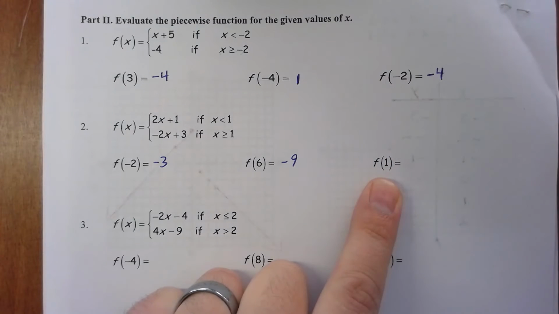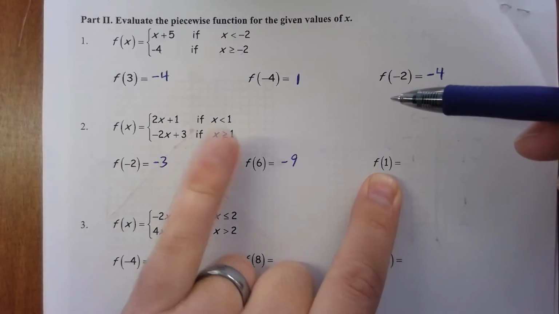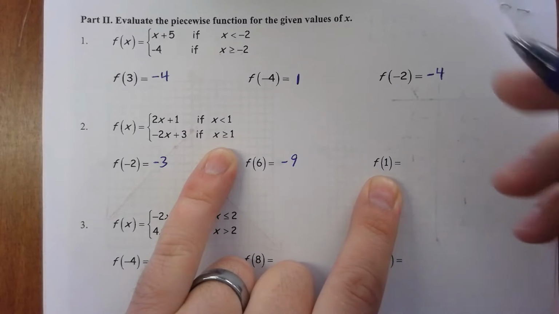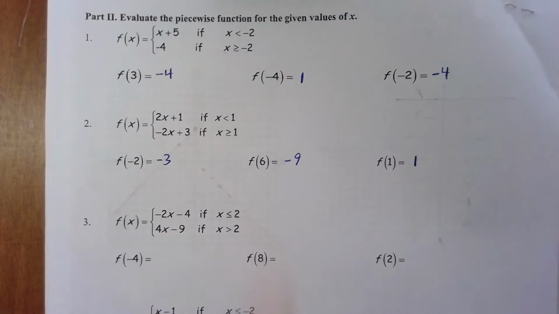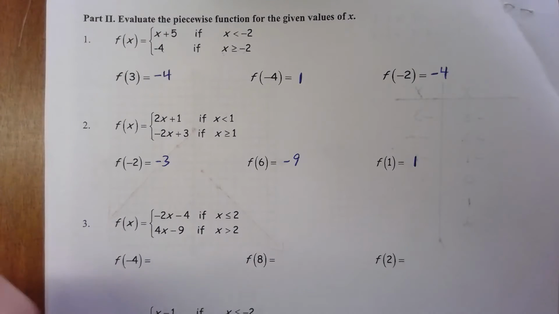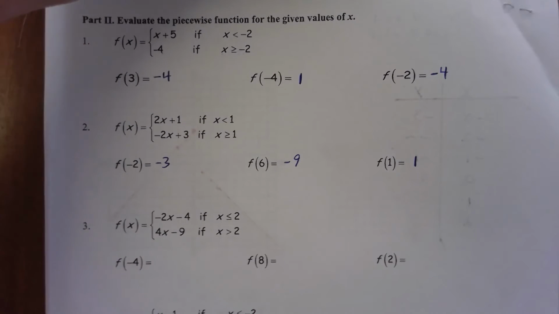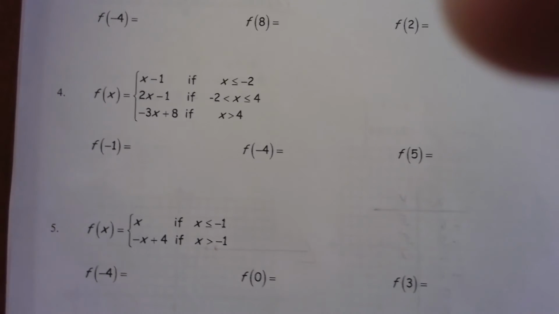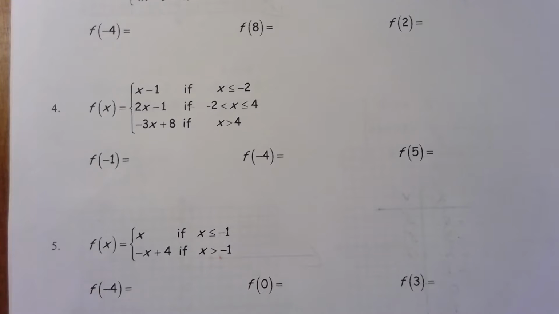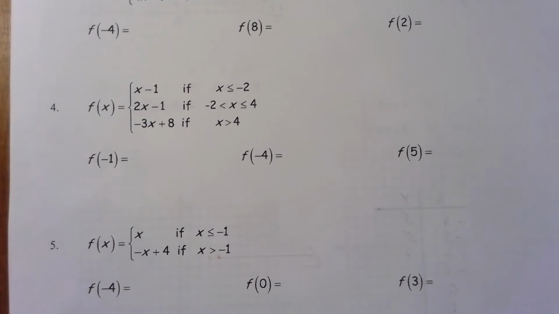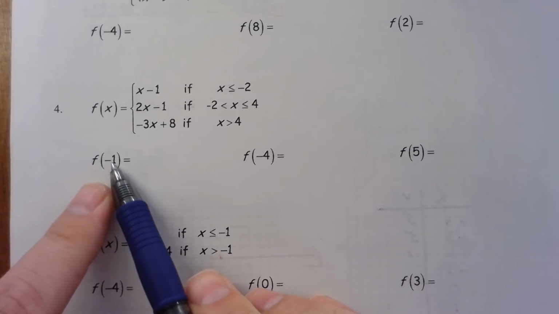Is 1 less than 1? No. But 1 is greater than or equal to 1. So negative 2 times 1 plus 3 is 1. That's all we got to do for these. But I tell you what you got to watch out for are in like number 4 here. I haven't been harping on this very much about paying attention to your signs, the less than, the equal to's, and strictly greater than. You got to start watching these things to make sure we put stuff in the right place.